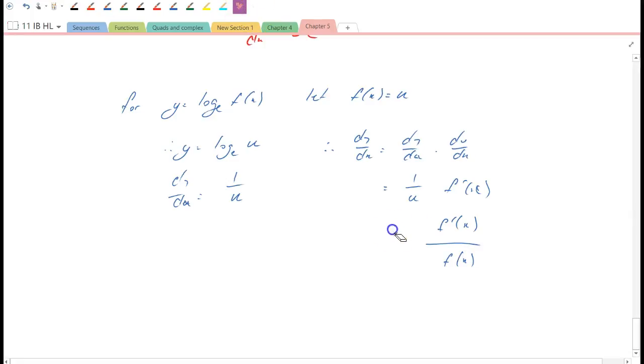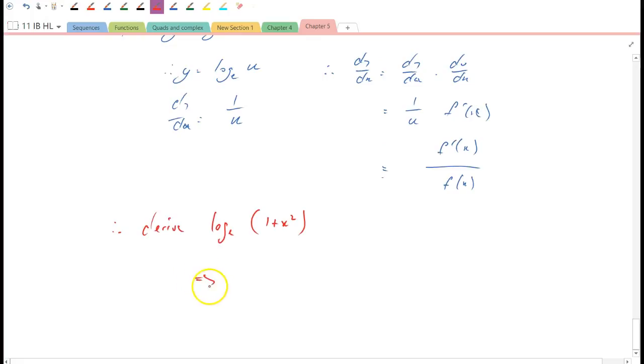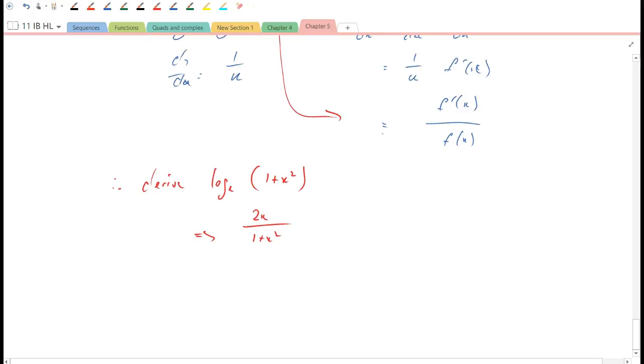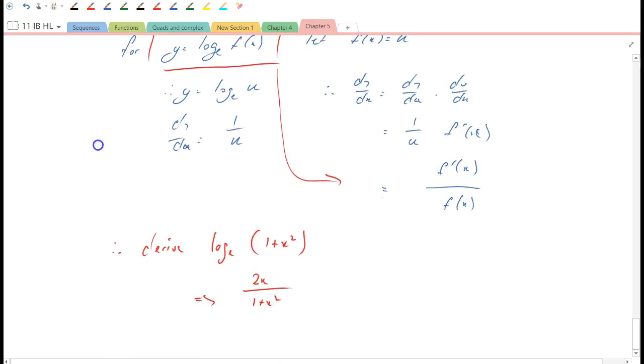So for a log function, let's do an example. Derive log base e of 1 plus x squared. Let's have a look here. Log of a function of x derives to f dash x, so I'd take the derivative of that function, which in this case is 2x, and I put it over the function itself, 1 plus x squared. There we are, there's my derivative for the log function 1 plus x squared.